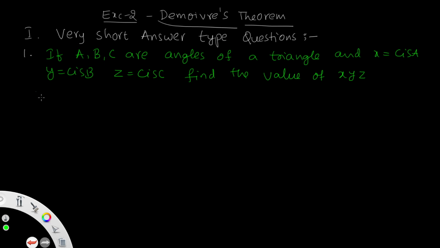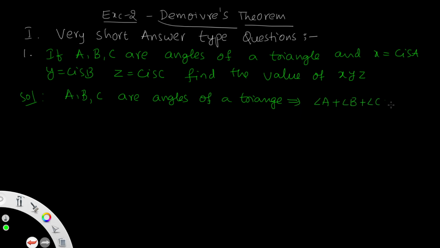So that is the solution. The basic rule is given: A, B, C are angles of a triangle, so we can write the basic rule, that is angle A plus angle B plus angle C equal to 180 degrees. That is the basic rule. So what is the question given? If A, B, C are angles of a triangle, x equal to cis A, y equal to cis B, z equal to cis C. That's why first we need to find xyz.